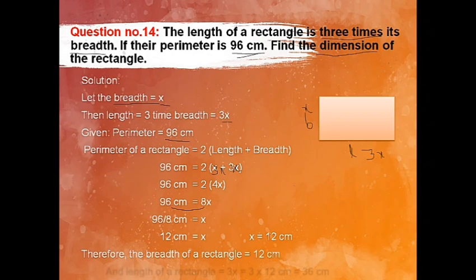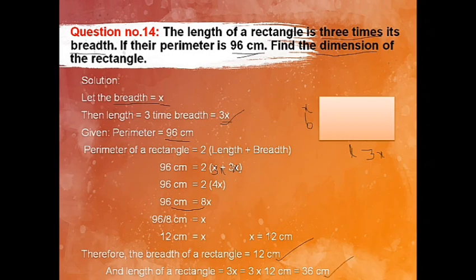Now we want the length of the rectangle. So here the length of the rectangle we have taken as 3x. In place of x we will put 12 to get the length of the rectangle, and therefore the length of the rectangle equals 3x, which is equal to 3 into 12 centimeter, which is equal to 36 centimeter. So here we got the dimensions of the rectangle, that is breadth as 12 centimeter and length as 36 centimeter.